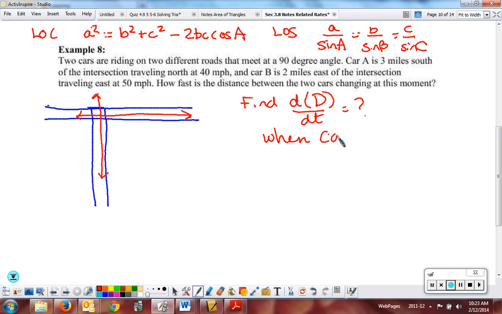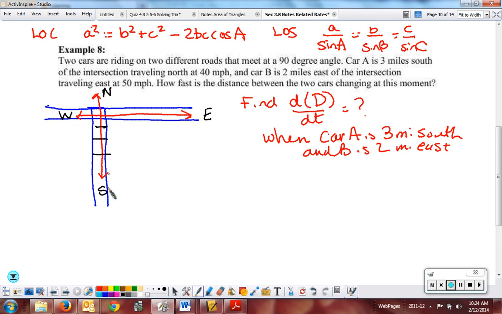When car A is 3 miles south, when car B is 2 miles east. 3 miles south, and B is 2 miles east. All right, so that's what I'm actually trying to find. I start filling things in on my diagram. We have car A is 3 miles south, and if you don't remember, north, south. We live on the East Coast. That would be the west, Southern California. Figure out where we are in our little compass. So 1, 2, 3. So currently, right now, the car is here.